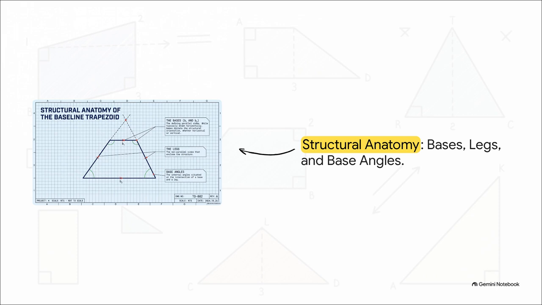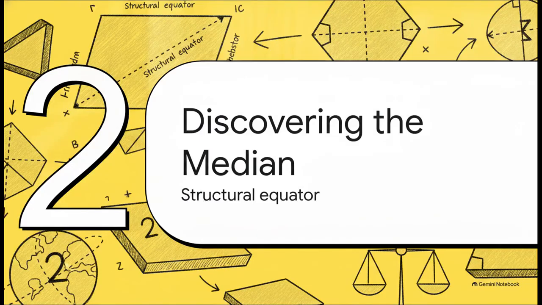And finally, if you look down at the bottom corners where a base and a leg actually meet, you'll see these little green arcs. Those show us the base angles. You might be wondering, why do these names even matter? Because these specific parts are the exact building blocks that enclose the entire trapezoid perfectly. So to sum it up, bases give us the parallel floor and ceiling, while the legs and base angles build the walls. Moving right along to Section 2, discovering the median.